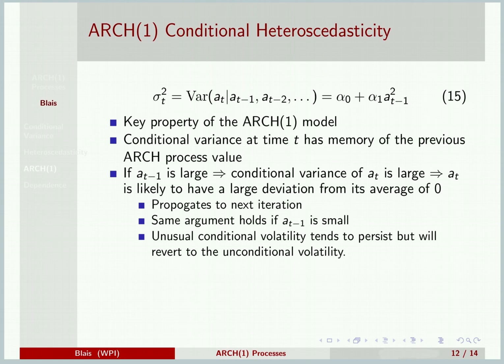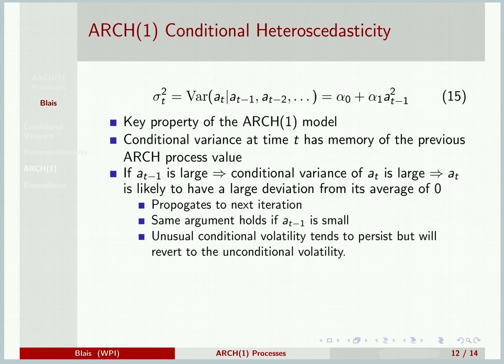And this causes regimes in the conditional variance. So think of it this way. If your previous noise term, a_{t-1}, is large, then because of this expression, that means it was a large deviation from its mean of 0. And the conditional variance at the next time step, at time t, remembers that big value for a_{t-1}. And since that results in a large conditional variance, that means a_t is likely to have a large deviation from its mean of 0 because of this memory from yesterday's ARCH value. So large values in these ARCH processes tend to propagate through iterations.